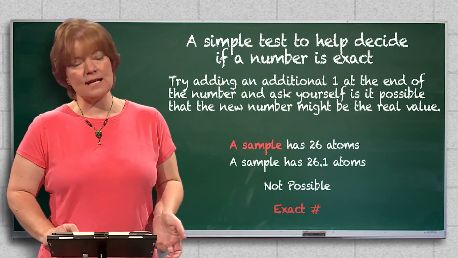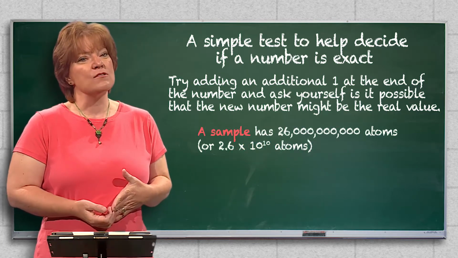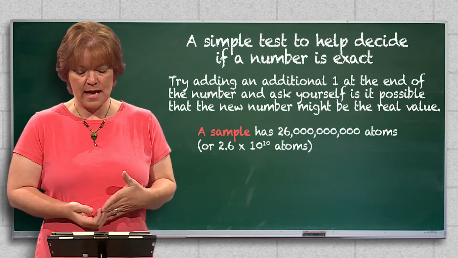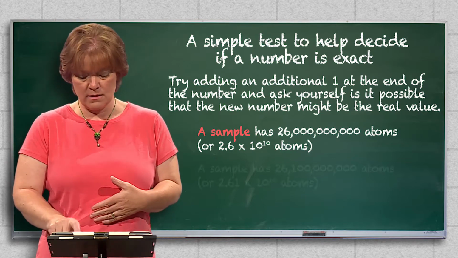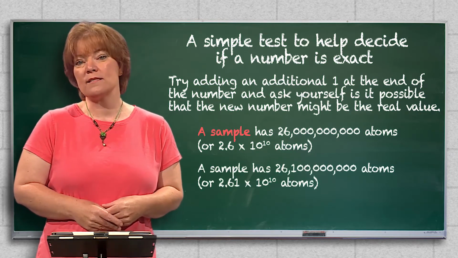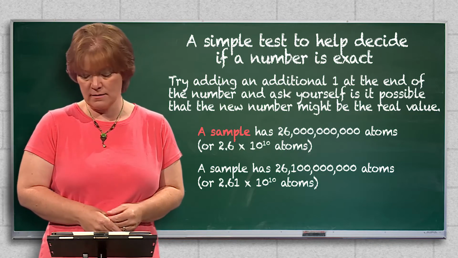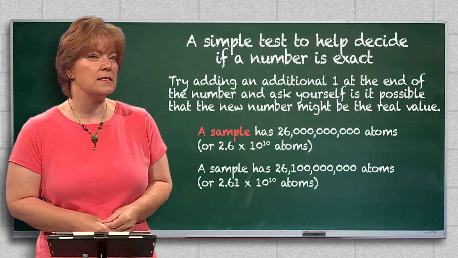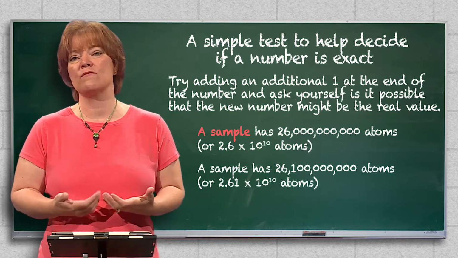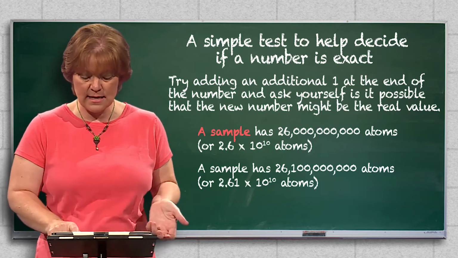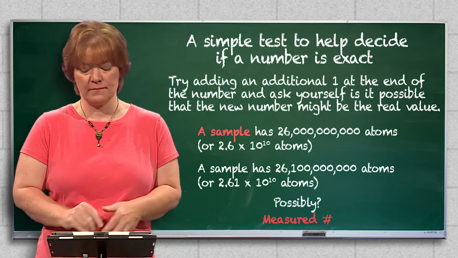But you can't say that atoms, for instance, are always exact. Look at this example. What if a sample has 26 billion atoms in it, or 2.6 times 10 to the 10 atoms? Could it have 26 billion, 100 million atoms in it? In other words, 2.61 times 10 to the 10 atoms? Yes, atoms are hard to count. And depending on the precision of the measurement and how those atoms were counted, that is possible. So in this case, that would be considered a measurement.